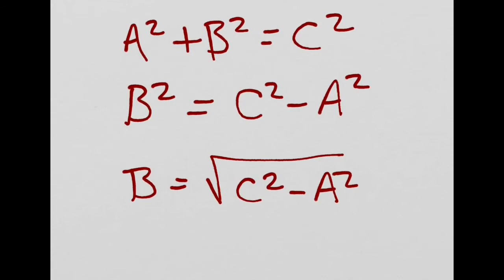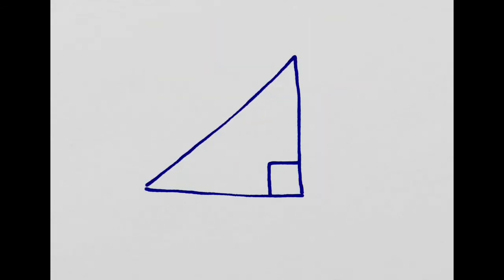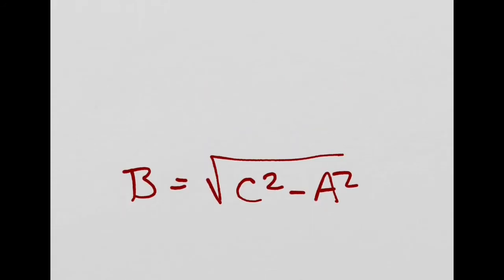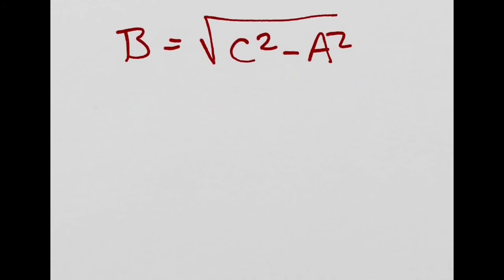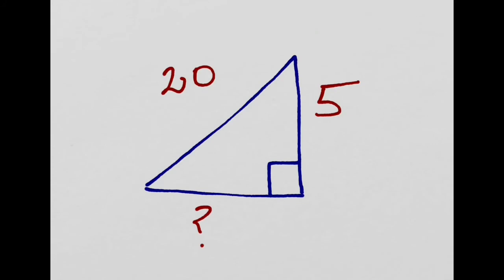So let's throw some numbers at that now. Let's assign a number here. Let's just make something up. Let's say that this side here, our C side, is going to be 20, and let's say this side is going to be 5, and we need to solve for that side there. So what we need to do is put that into our formula.